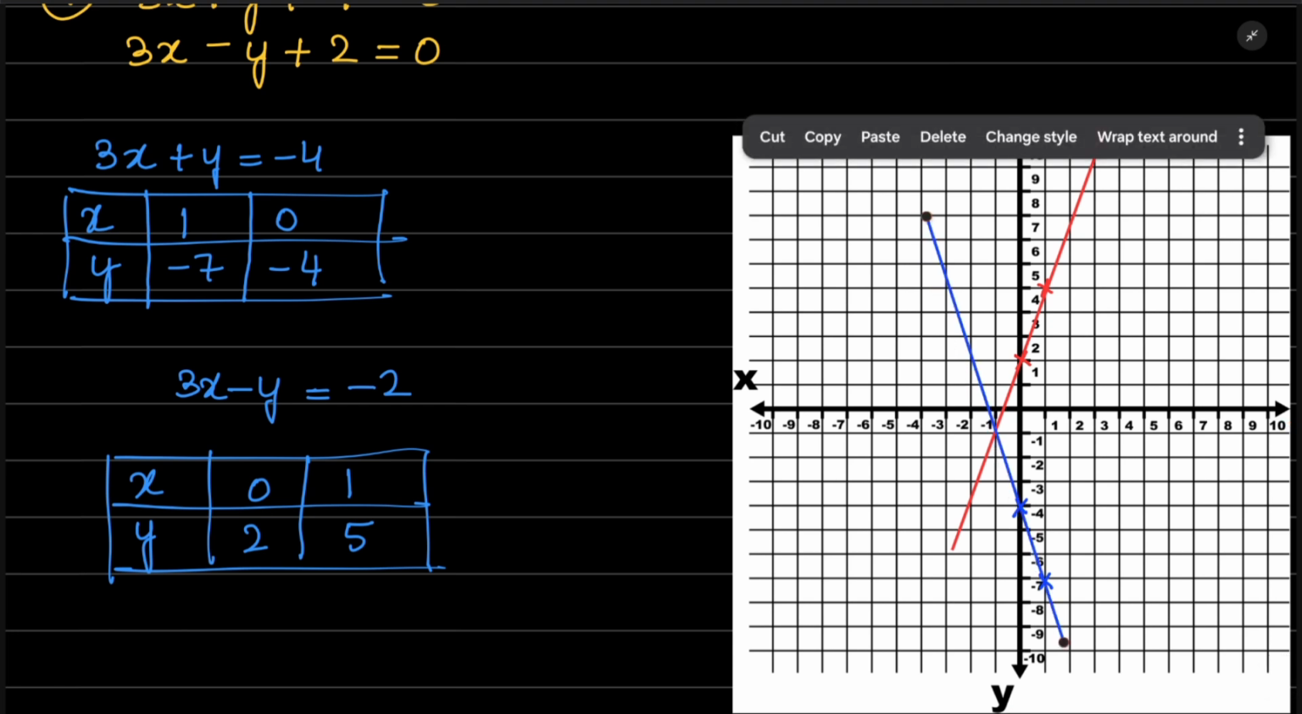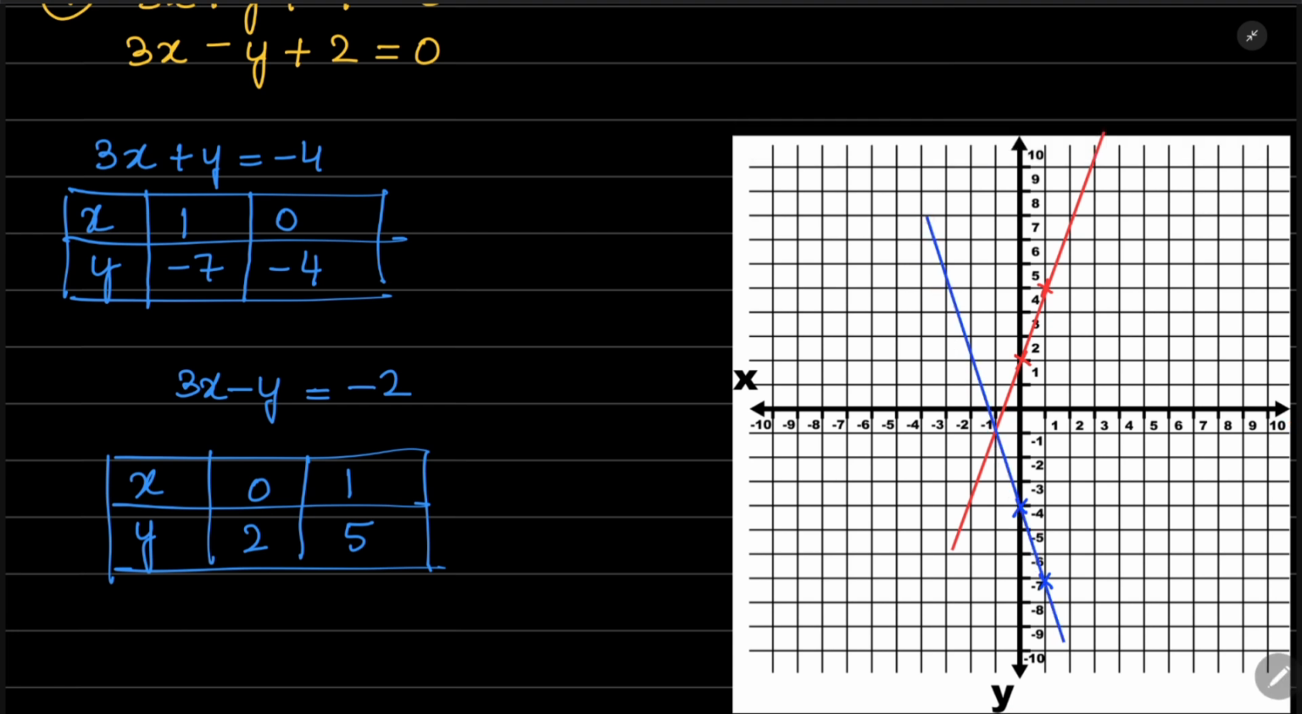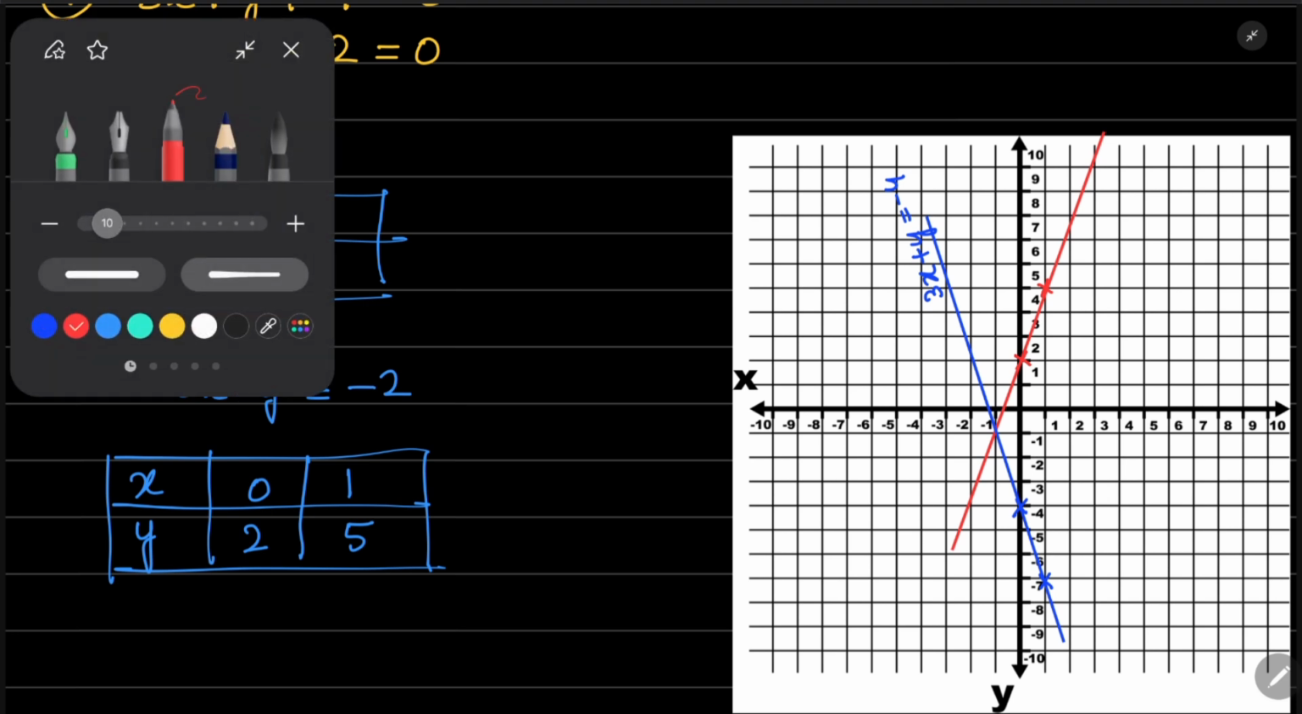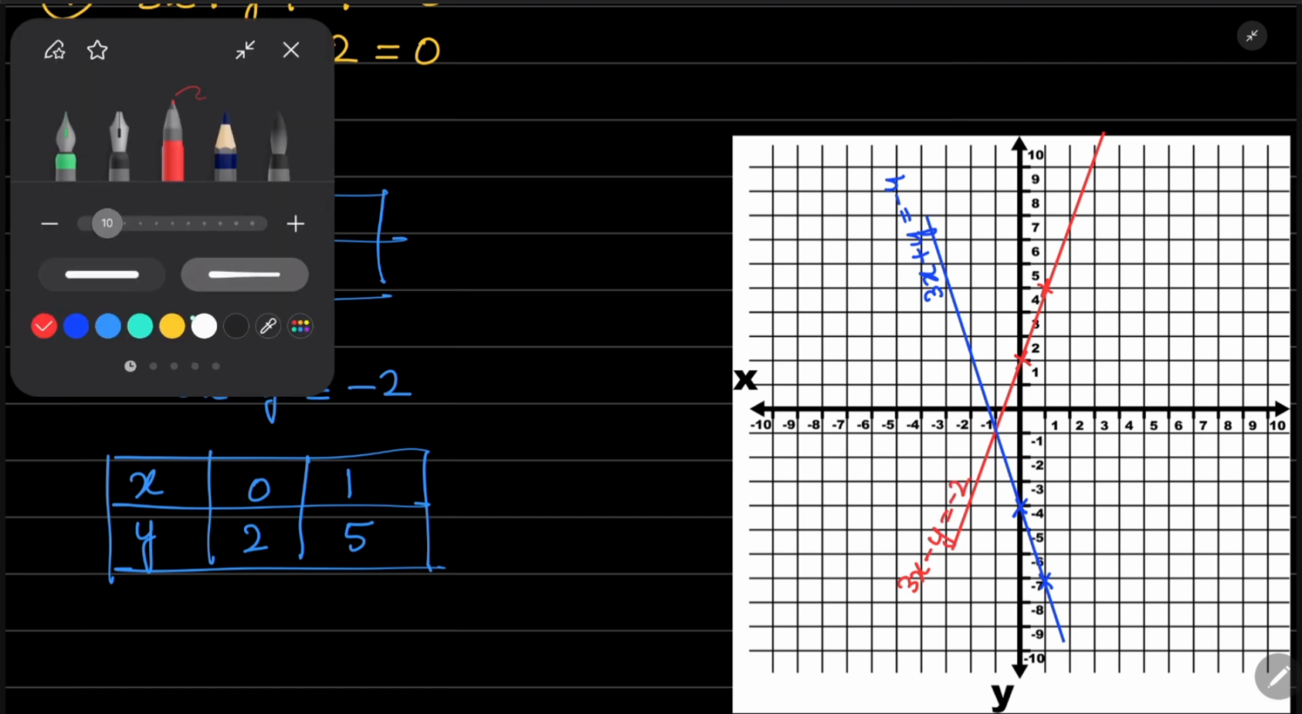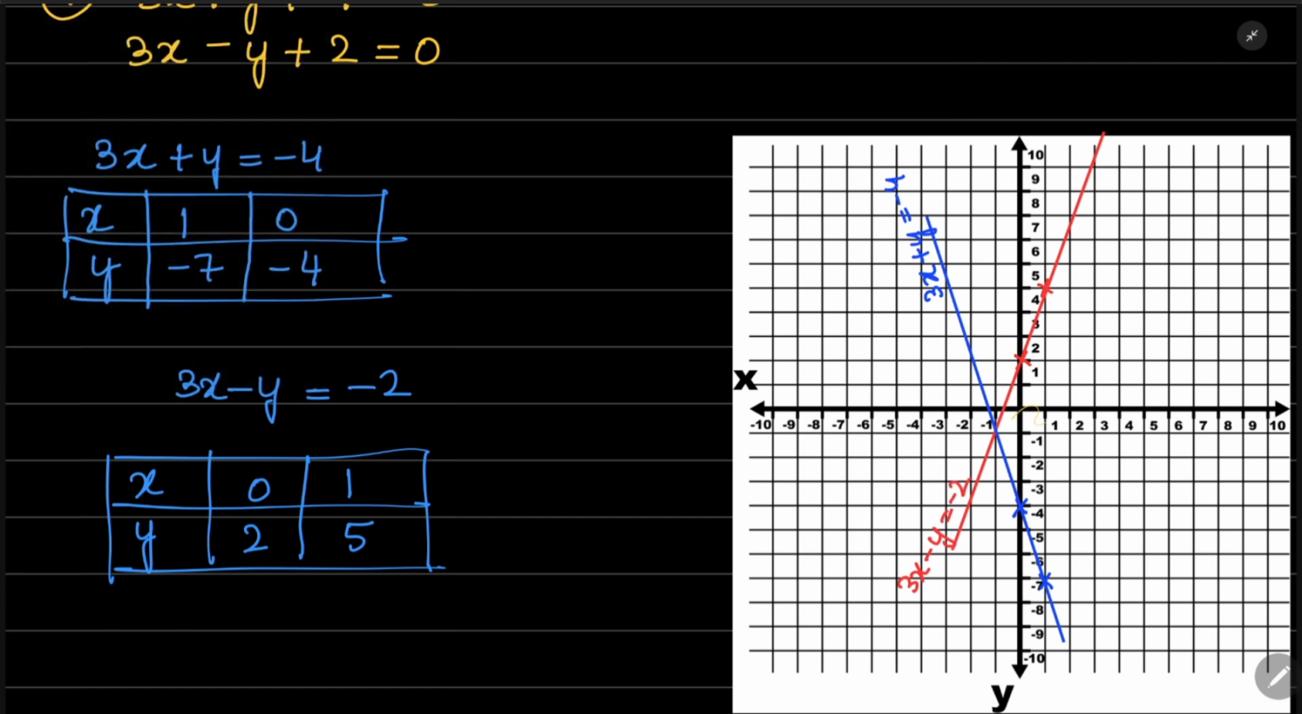Okay. Now, what do you see here? This is your first line, that is 3x plus y equal to minus 4. Okay. And what was the second equation? Make sure you draw it very correctly. 3x minus y equal to minus 2. So where do they intersect? You can see that the lines intersect at minus 1 comma minus 1.